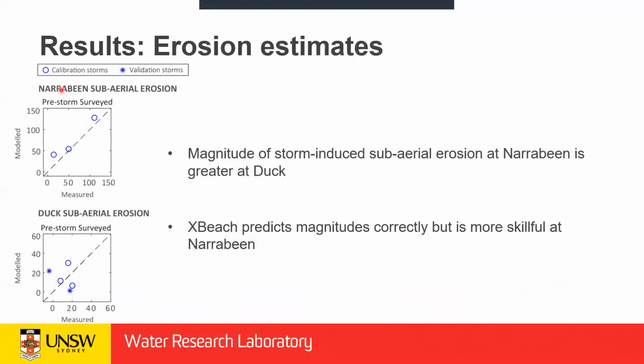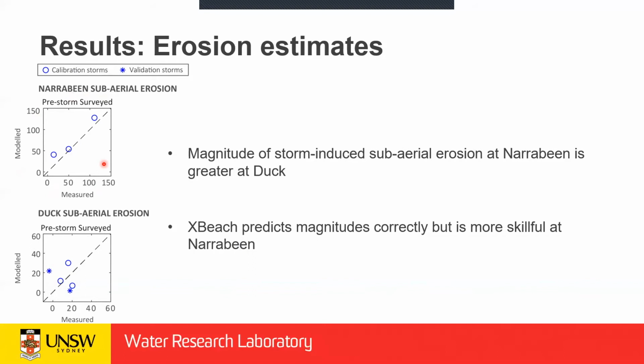So this figure shows the subaerial erosion at Narrabeen on top and for Duck on the bottom here. On the x-axis, we've got the observed subaerial erosion, and on the y-axis, we've got the modeled subaerial erosion, which in this case is the model output when we use the pre-storm surveyed bathy. So for Narrabeen, only the calibration storms are shown because even though there are quite a few surveyed bathymetries at the site, only 3 could be classified as pre-storm surveys. And in this study, we've made a clear distinction between just surveyed bathymetry and pre-storm surveyed bathy.